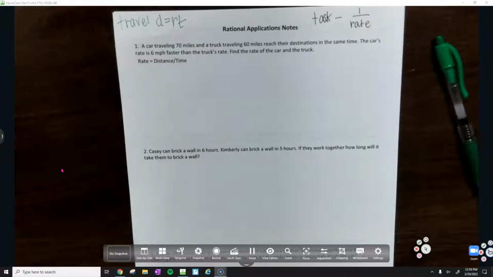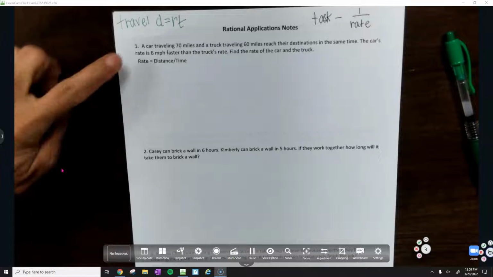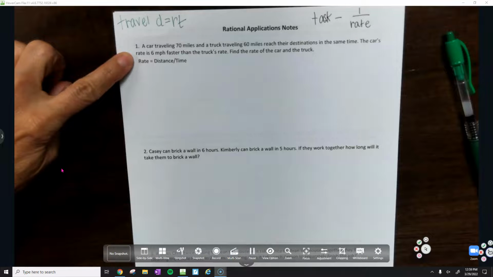Let's look at number 1. A car traveling 70 miles and a truck traveling 60 miles reach their destination in the same time. The car's rate is 6 miles faster than the truck. Find the rate of the car and the truck.